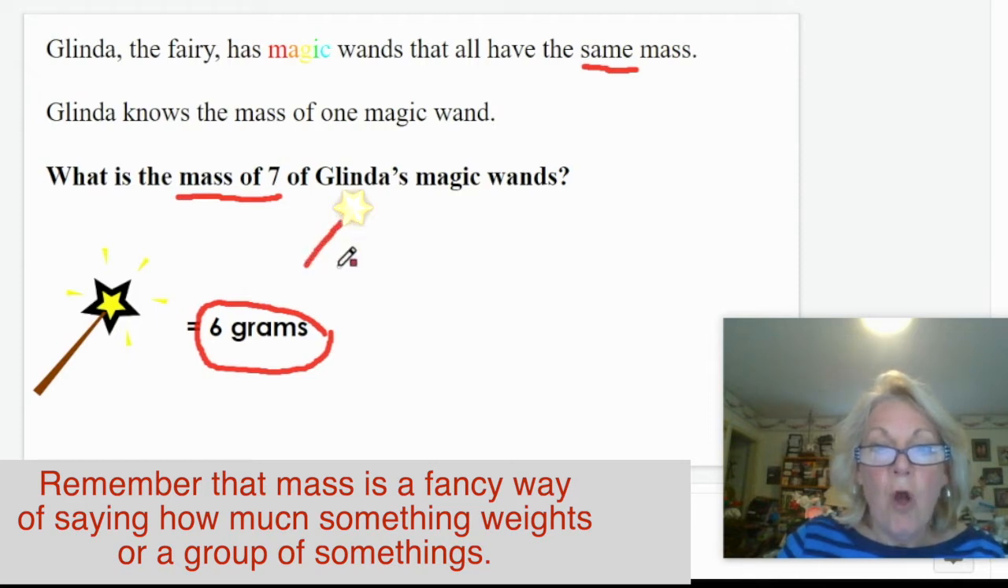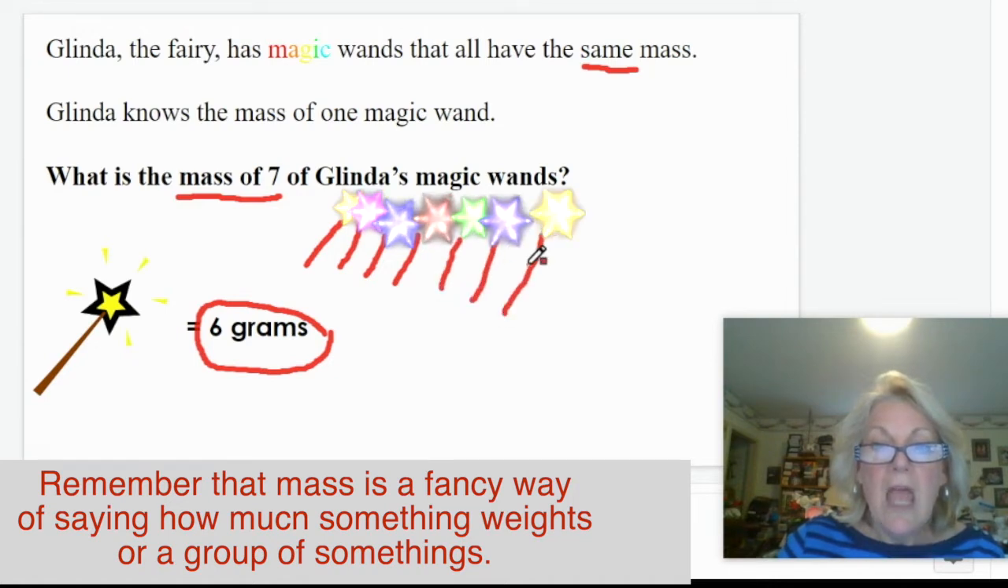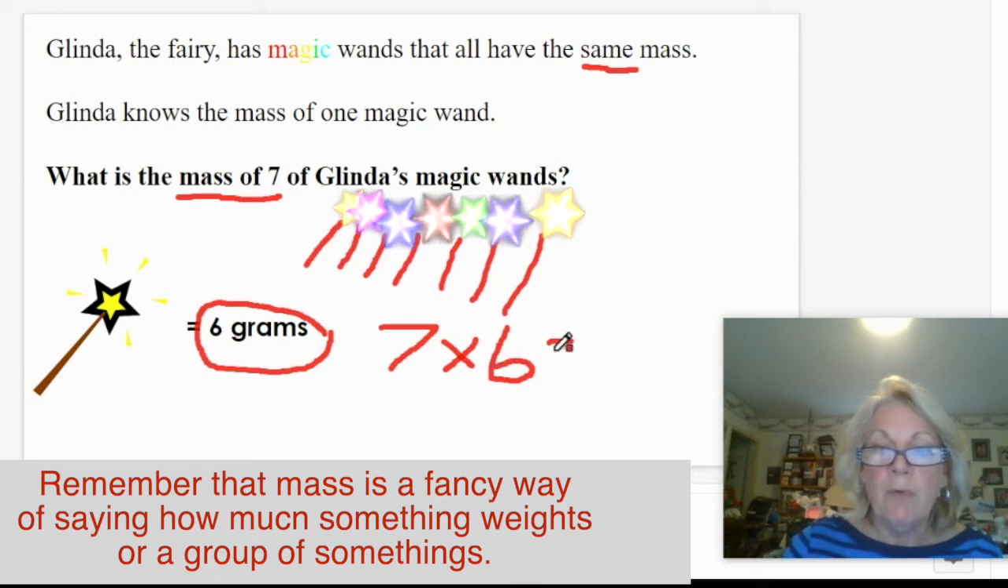So I'm going to draw 7 wands, and I'm thinking that if 1 is worth 6, then each one of these is worth 6. So in drawing my picture, it leads me to the operation of multiplication. So I have 7 wands, and each of them is 6 grams. So multiplication makes sense to me as my operation. And we all know that 7 times 6 is 42.